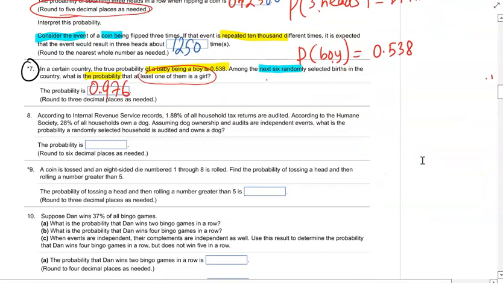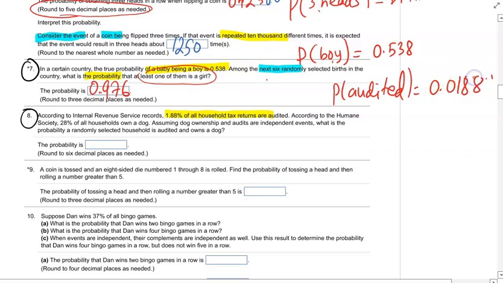Question number 8. According to the Internal Revenue Service record, 1.88% of the household tax returns are audited. Therefore, the chance of you being audited is going to be 0.0188. Therefore, the probability of being audited equals 0.0188.